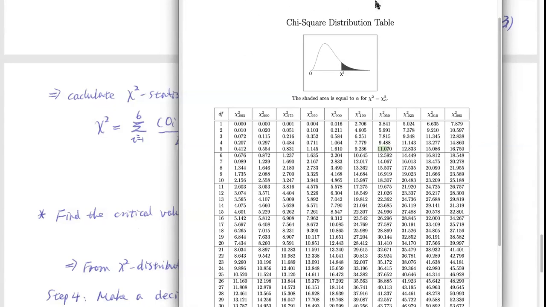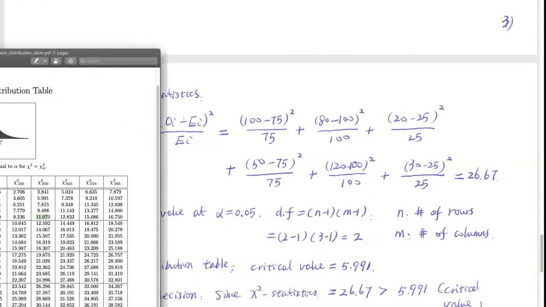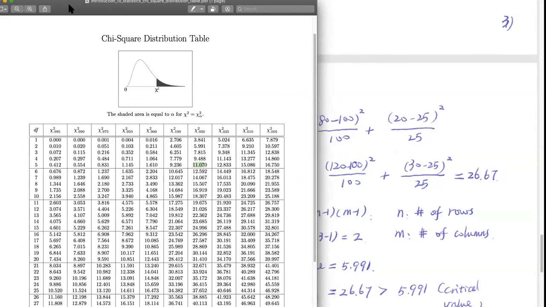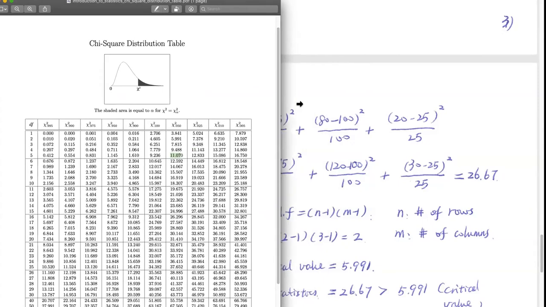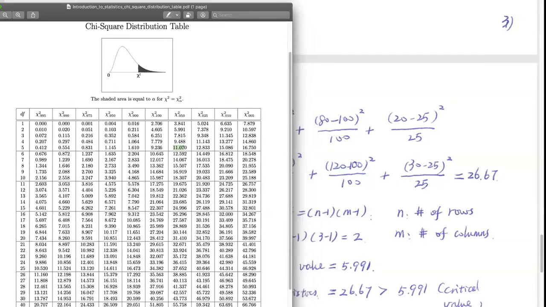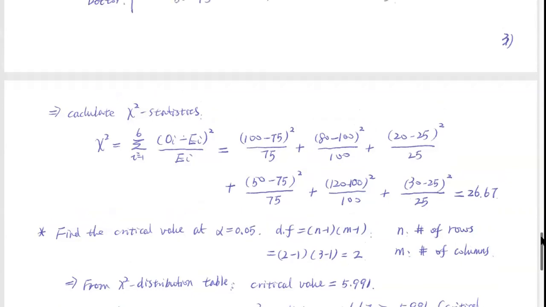11.070. So we can say our critical value, oh, that's not right, everybody. I was so excited to jump to the conclusion. We are using a different formula here for the contingency table. Everybody, forgive me. I was thinking about the same formula for the degree of freedom, n minus 1. In this case, the contingency table, we have a different concept.